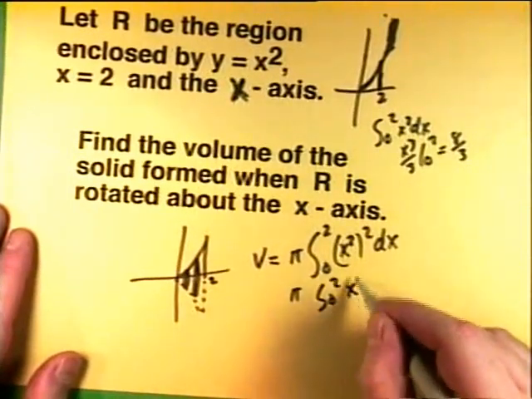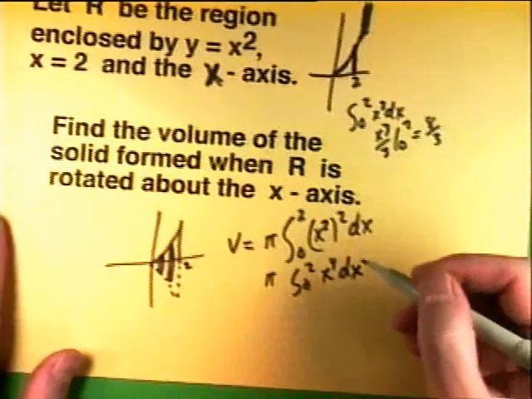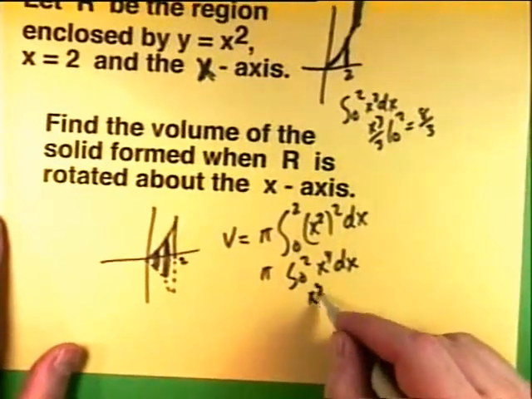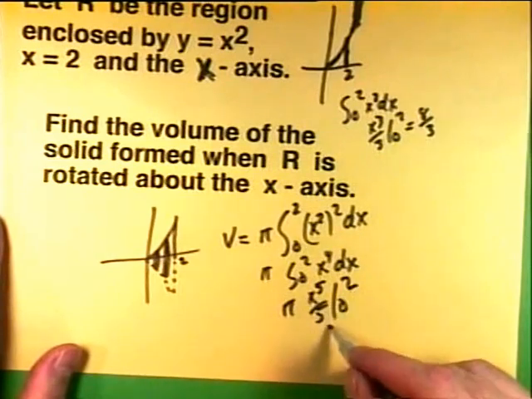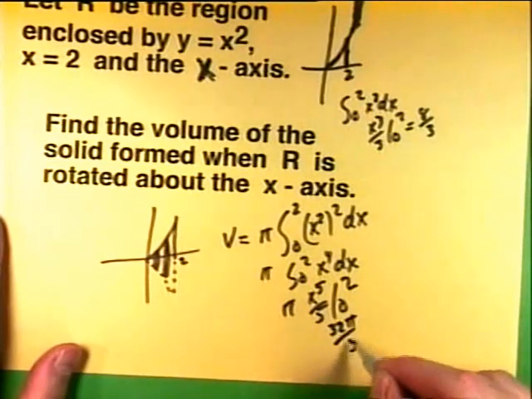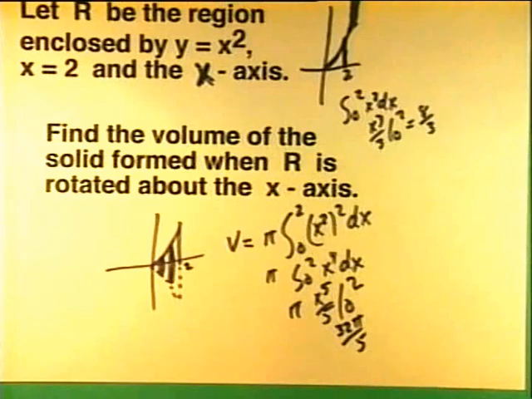This was too easy for you, Rocio. Did you guys learn washers yet? Yeah. All right, so we're way past that. The answer is going to be 32 pi over 5, right? That's a fine job, Rocio! Thank you.